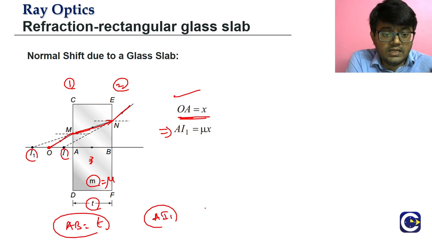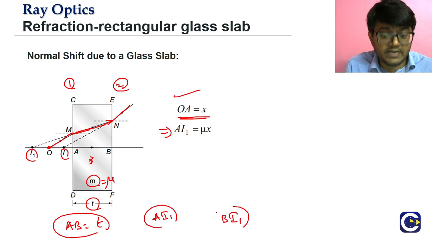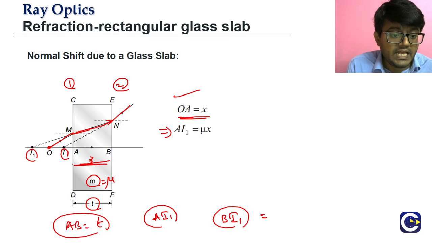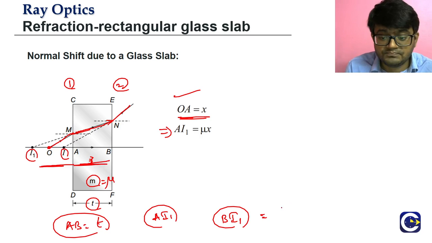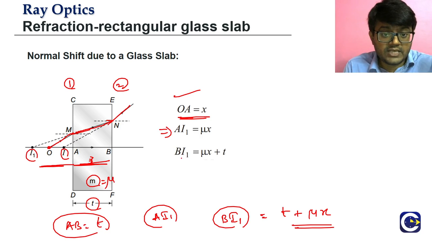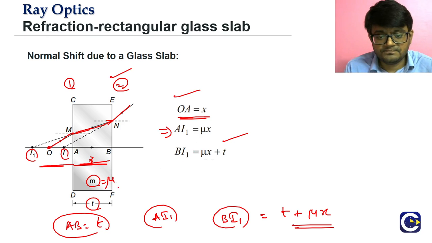So after the first refraction, the light rays appear to come from point I1. So the position of the light rays will be BI1. And what is BI1? It is BA plus AI1. BA is T, plus AI1, which is mu times x. The actual light rays appear to come from I1, and we have to measure the distance from surface 2. So BI1 will be equal to mu times x, which is our AI1, plus T, which is AB.